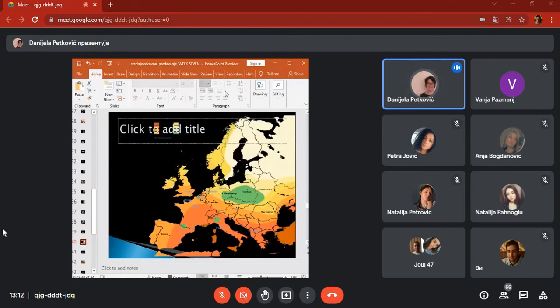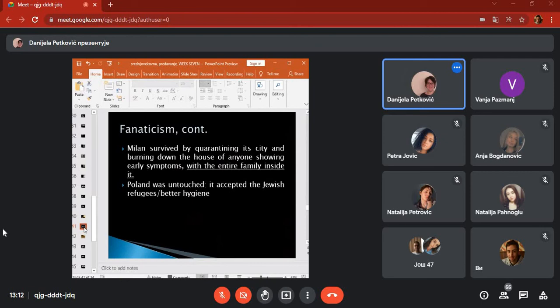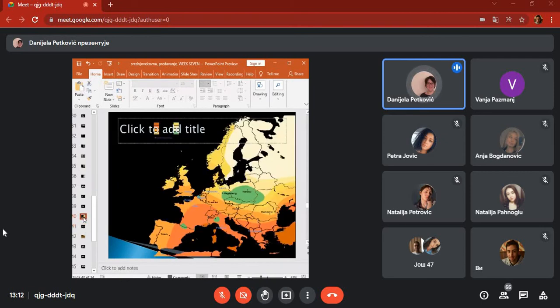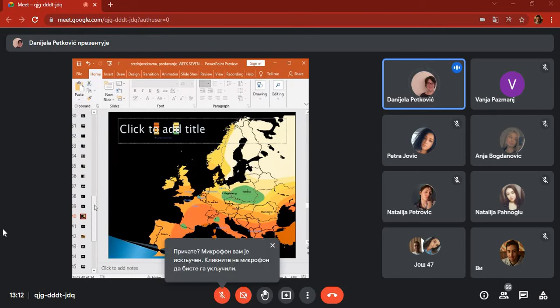You have the map of the spreading of the plague. This is the plague-free zone. So this sounds like some kind of, again, poetic justice or heavenly reward for the Polish people who accepted the Jews. However, there's another explanation: they simply had better hygiene.